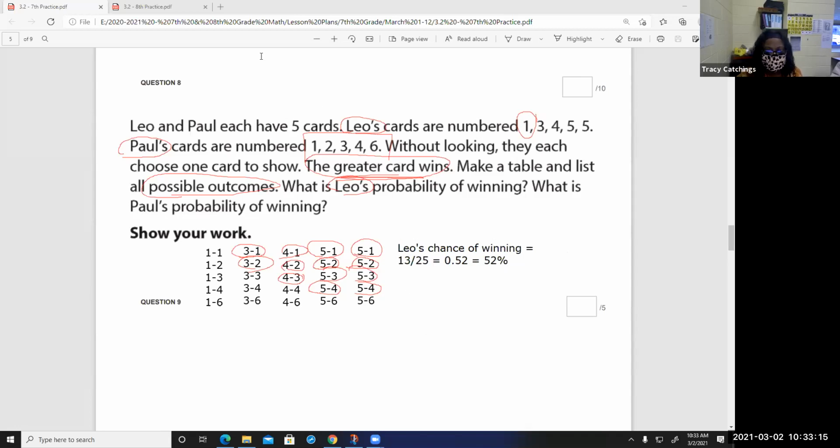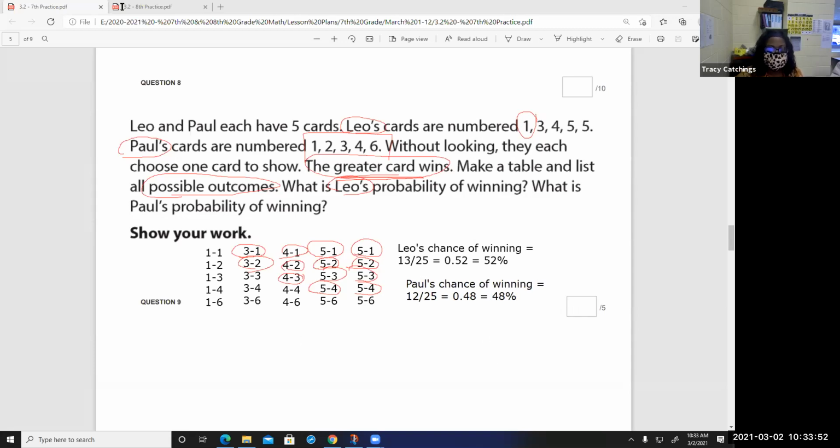That's Leo. So that means Paul would be the opposite. So Paul's chance of winning, if Leo had 13 out of 25, how many did Paul get? Our total is still 25 now. Take 25 and subtract 13. So that means he got 12 out of 25. Somebody give us that percent. Good job. So 48%.